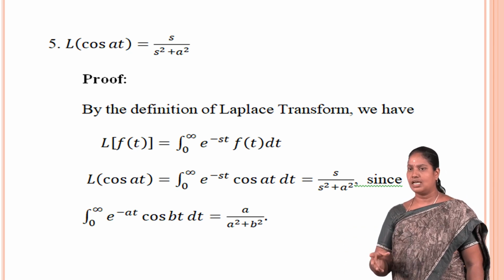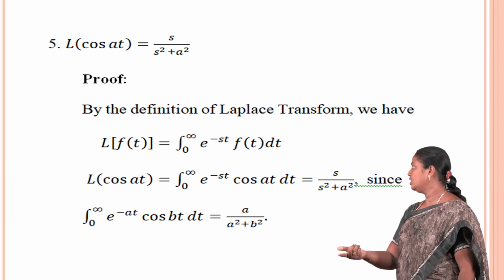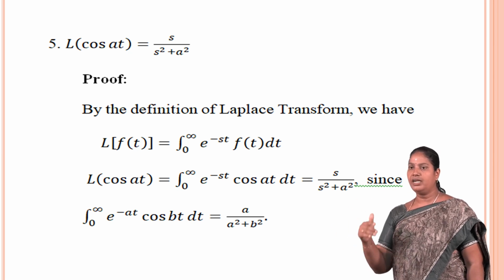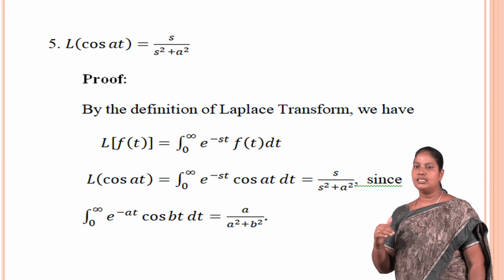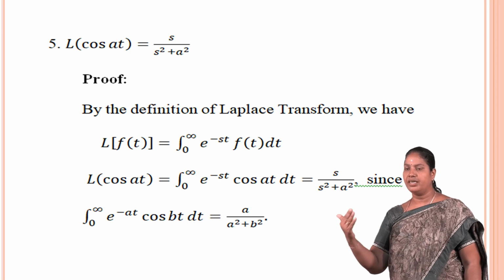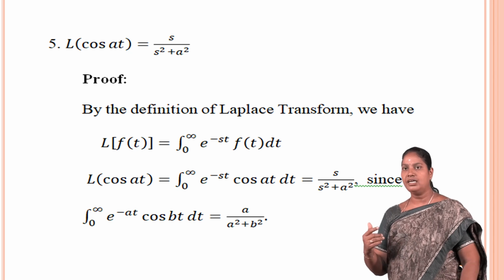So again by the Laplace transform, L of cos at is nothing but integral 0 to infinity e power minus st cos at dt, which is nothing but s divided by s square plus a square, because the general formula is integral 0 to infinity e power minus at cos bt dt, which is nothing but a by a square plus b square. Here a is nothing but s, and b is nothing but a.